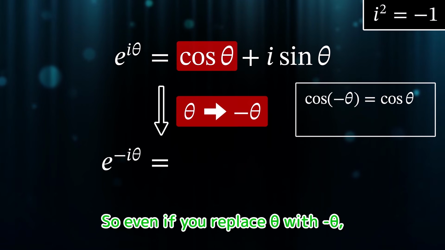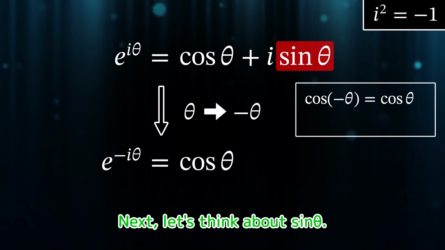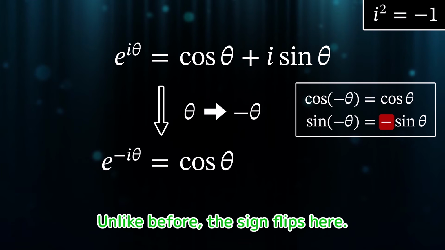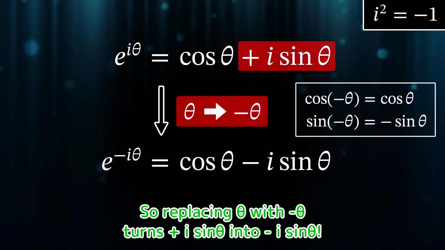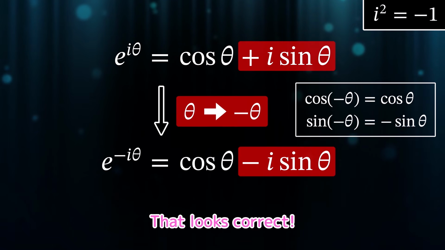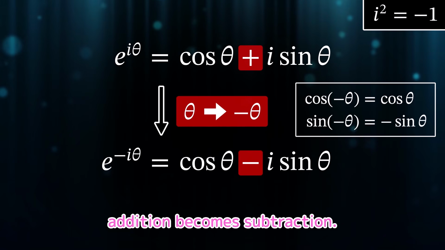So even if you replace theta with minus theta, cosine of theta stays the same. Next, let's think about sine of theta. Sine of minus theta equals minus sine of theta. Unlike before, the sign flips here. So replacing theta with minus theta turns plus I sine of theta into minus I sine of theta. That was correct. So by switching theta to minus theta, addition becomes subtraction.